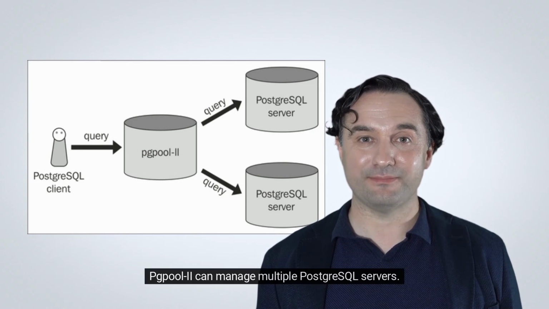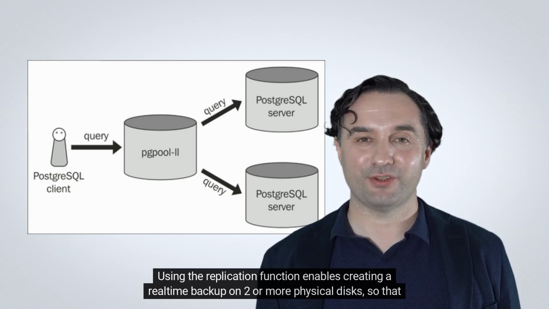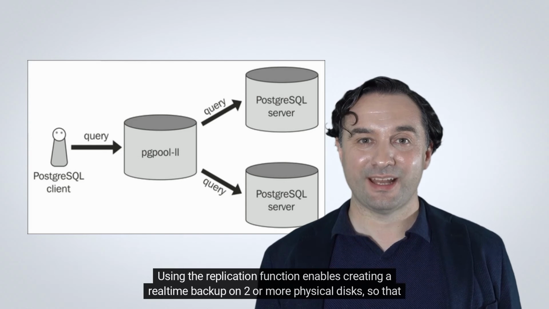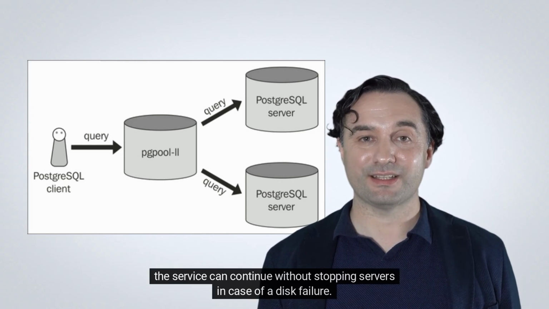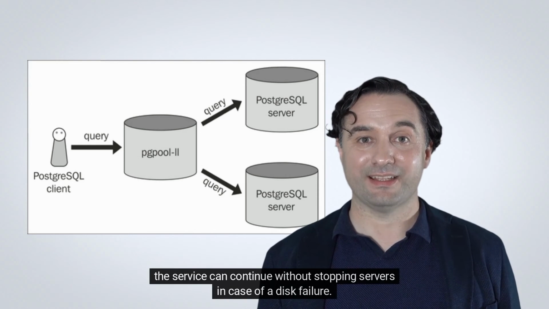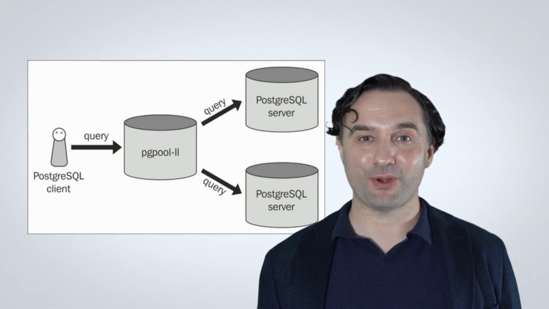Replication. Pgpool-II can manage multiple PostgreSQL servers. Using the replication function enables creating a real-time backup on 2 or more physical disks, so that the service can continue without stopping servers in case of a disk failure. Load balancing.